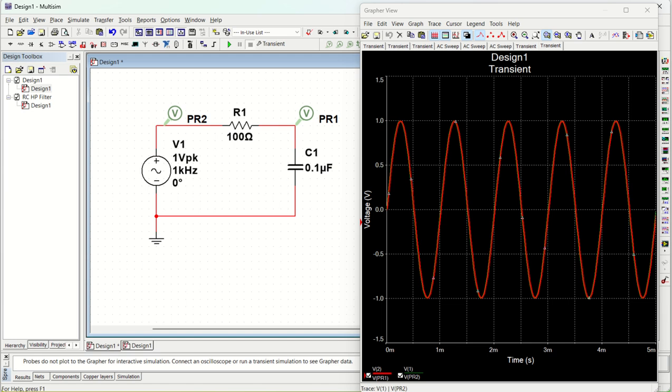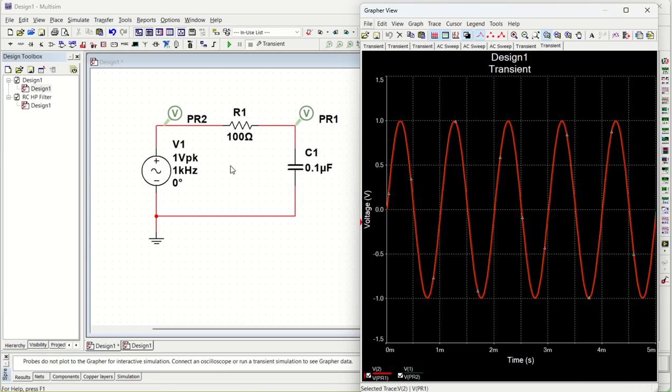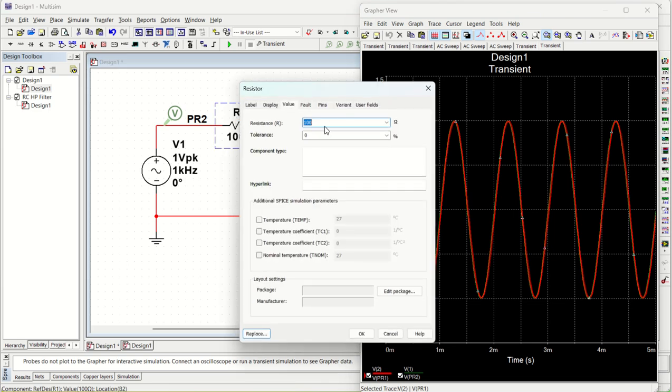Let me show you. Here we have 100 ohm and 0.1 microfarad, and the cutoff frequency was 15,915 hertz. Now if I make it, let us say, 1000 ohm, then it becomes 1.59 kilohertz. So I will just make it 1 kilo ohm.